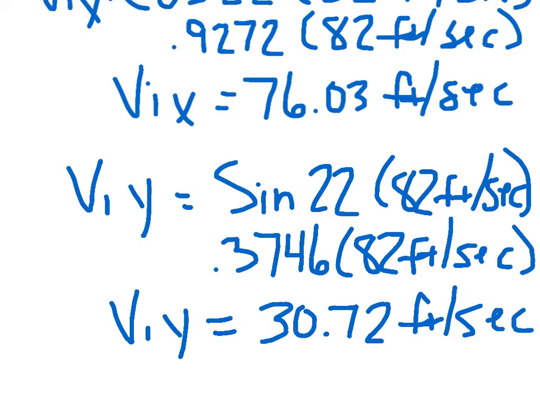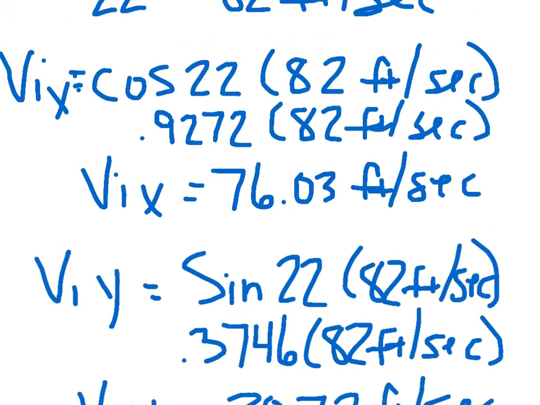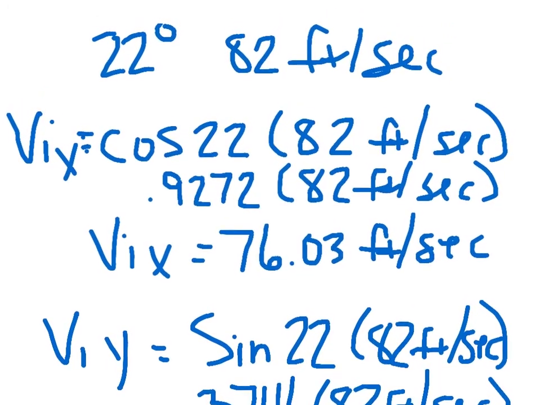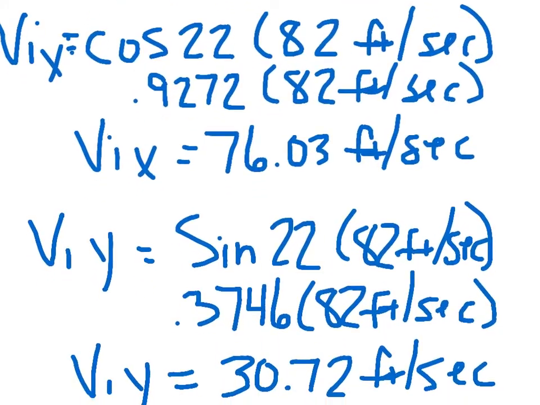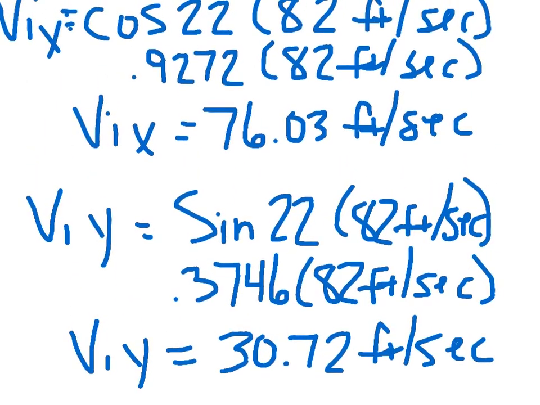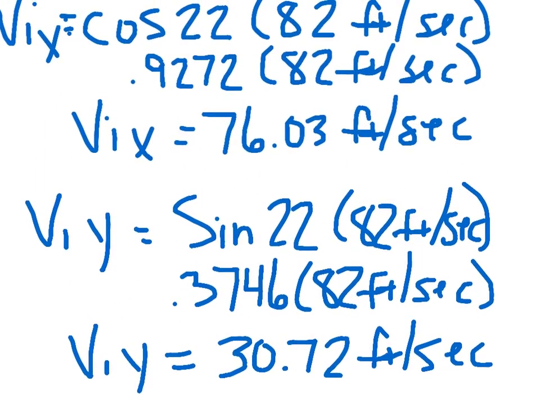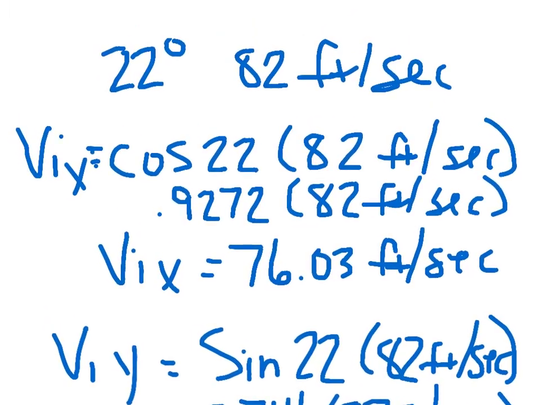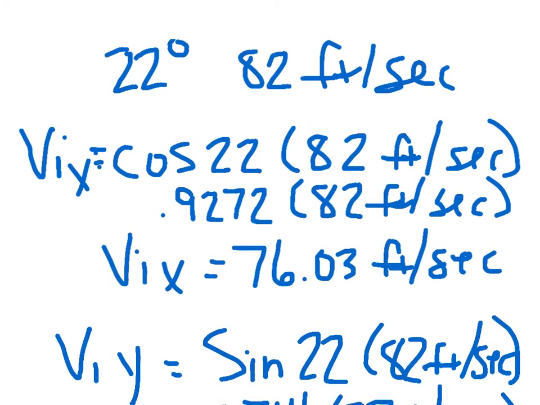So make sure to also notice that the initial velocity in the x direction is substantially greater than that in the y direction. In the y we have 30.72, in the x we have 76.03, and that's because we have our initial angle of 22 degrees. And remember that it was going at 82 feet per second, and those are the numbers we have to start with and plug in. Hope this helps.